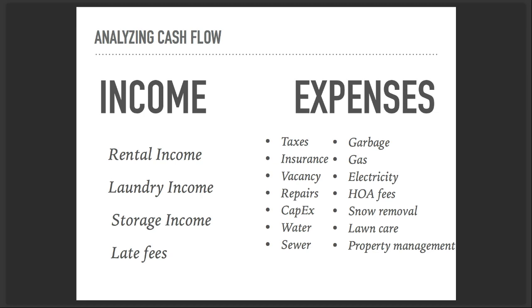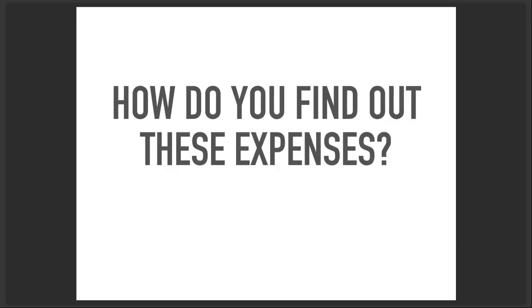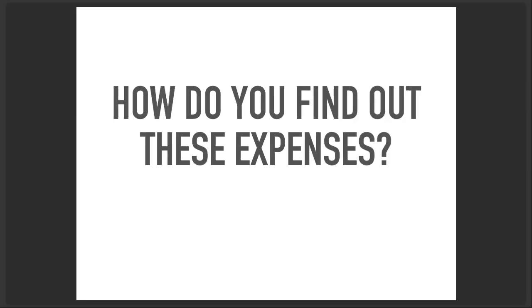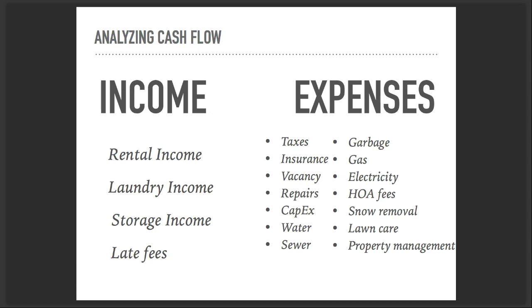Water, sewer, garbage, gas, electricity, HOA fees, homeowners association fees, snow removal, lawn care, property management. All those things are expenses that add up. And when you don't specifically label each one and go through each one when you're analyzing a deal, people end up buying bad deals they should have never purchased. So how do you find all these expenses out? Well, you just simply go through one at a time. And the first time, it's going to take you a little longer. I'll admit that.